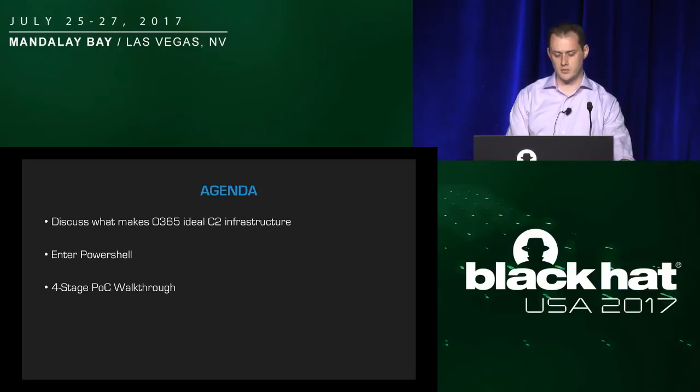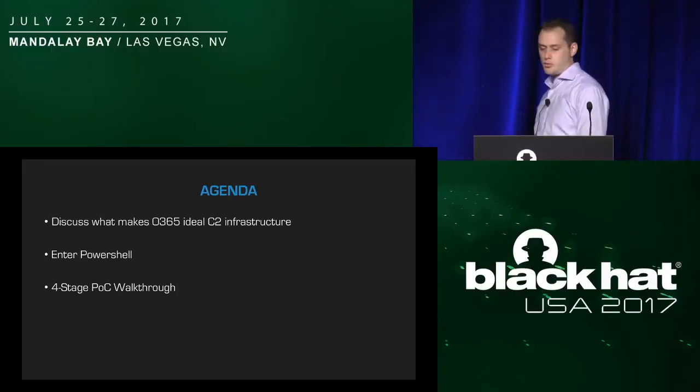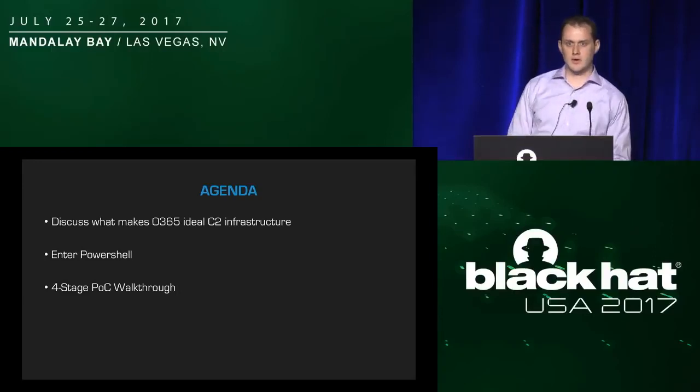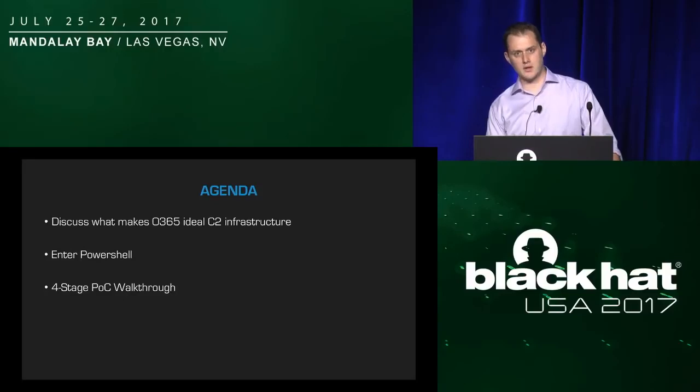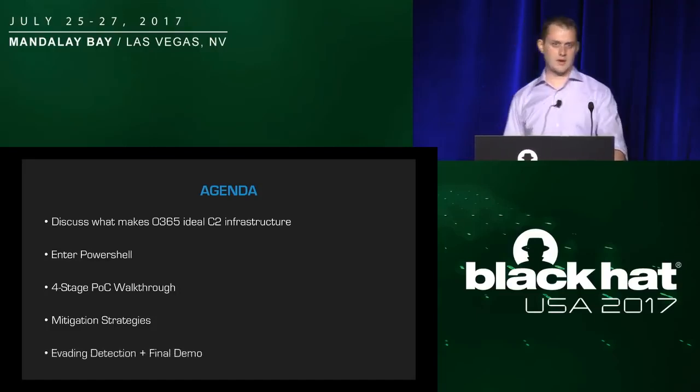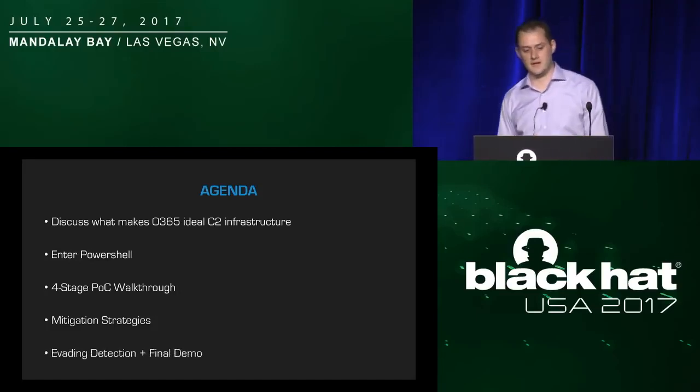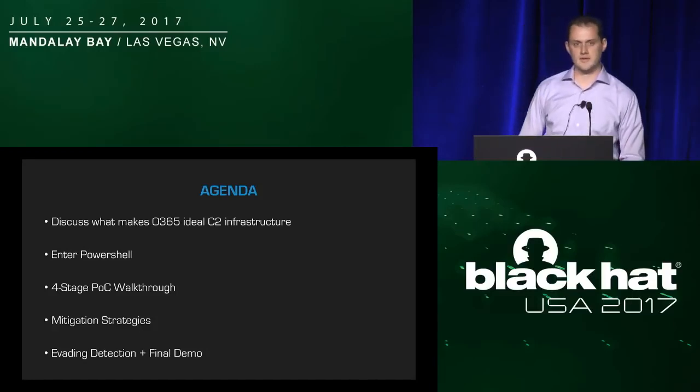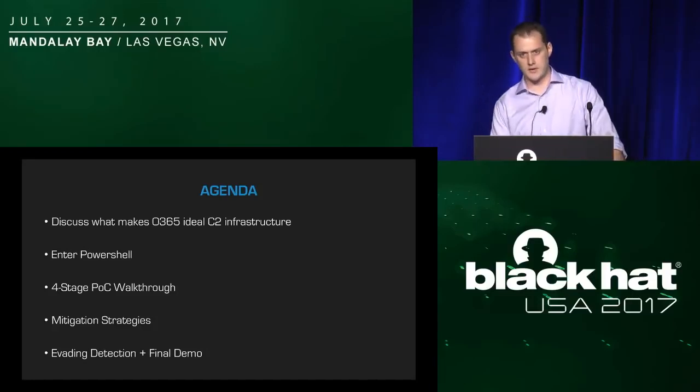After that, we're going to go through a simple 4-stage proof of concept. I've tried to keep all the examples as simple as possible, so even those of you who are not familiar with PowerShell necessarily should be able to follow along. After that, we will talk about some mitigation strategies. And after that, of course, we're going to come at it from a red team perspective and discuss evading detection, primarily focused on sandbox evasion, as well as our final demo.